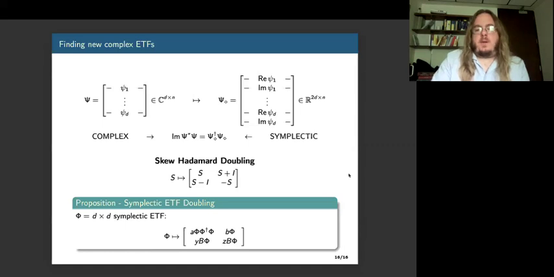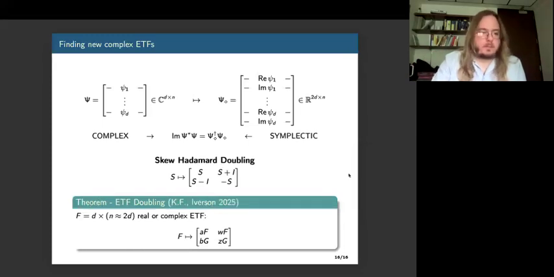Okay. So now remember, I have this connection that I vaguely talked about up at the top. This connection inspired a theorem about complex ETFs, which is called ETF doubling. It's from a different paper. It says that if I have a D by almost 2D real or complex ETF, then I can double that ETF in the following manner. Here, F is the ETF, and this G at the bottom is the Naimark complement.